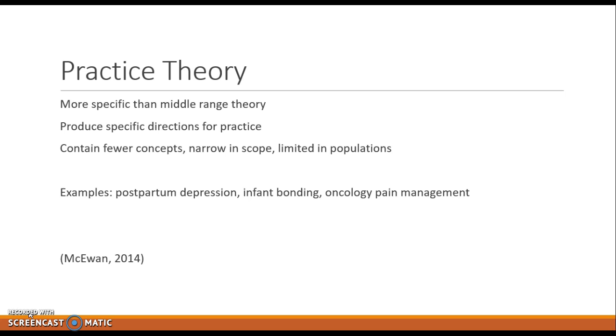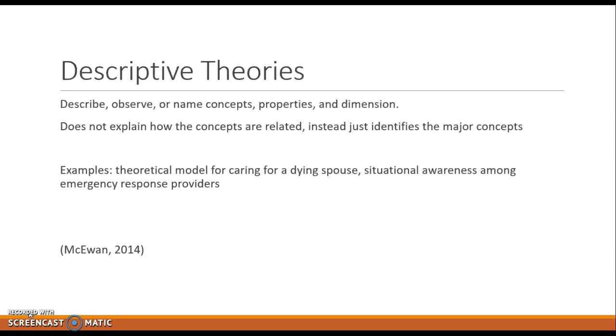And then we have practice theory. With practice theory, it's more specific than middle range theory. It produces a specific direction for practice, has fewer concepts and is more narrow in scope. Again, this would have testable hypotheses, and it's focused on limited populations, so postpartum depression, infant bonding, oncology, pain management. So they're really specific with a practice theory.